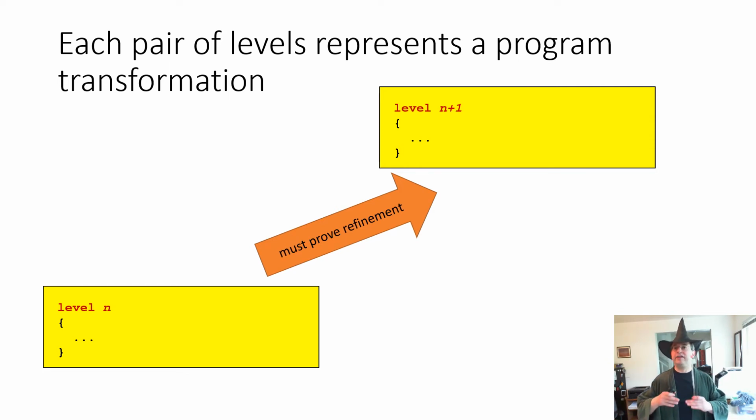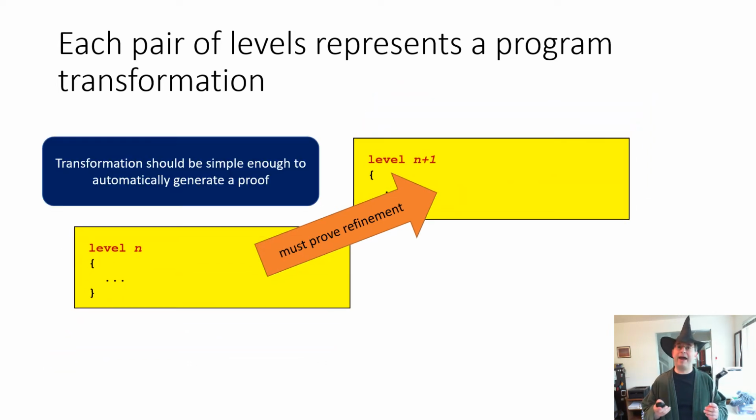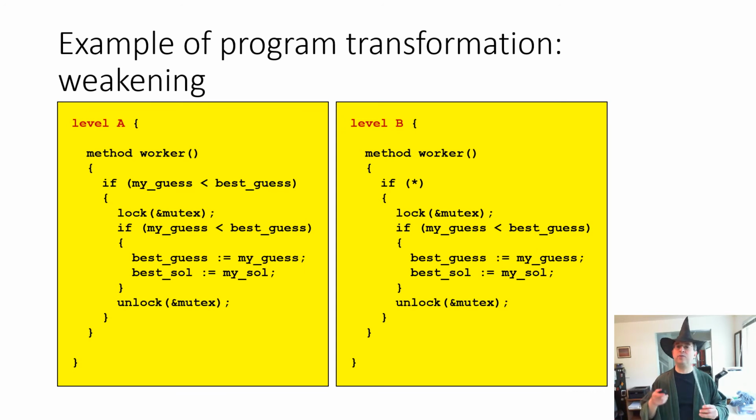And if that is a big gap, well, a wizard like me could effect that transformation by writing a manual and complex proof, but that would be a lot of toil and trouble. Since we want to generate these proofs automatically, we want the gap to be narrower. We want these transformations to be simple. So, for example, we might use weakening, where one statement is replaced by one that has a superset of its behaviors. In this example, coming from the traveling salesman example, we're replacing the comparison to the global best guess with the choice of an arbitrary Boolean.